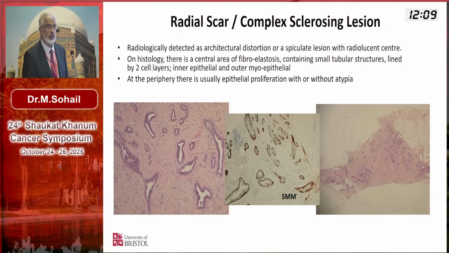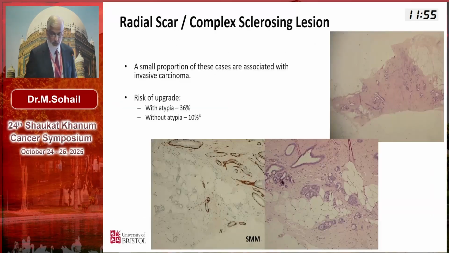And experienced pathologists don't need smooth muscle actin or myoepithelial marker for that, and they can easily make that diagnosis. And if you do immunostaining, you'll find that the myoepithelial layer is intact. But you have to be very careful, because sometimes there is associated invasive tubular carcinoma. At low magnification, experienced pathologists will pick it up quite easily. And obviously in those cases, you will certainly do immunostaining to prove that there is no myoepithelial layer. So it is important not to miss it.